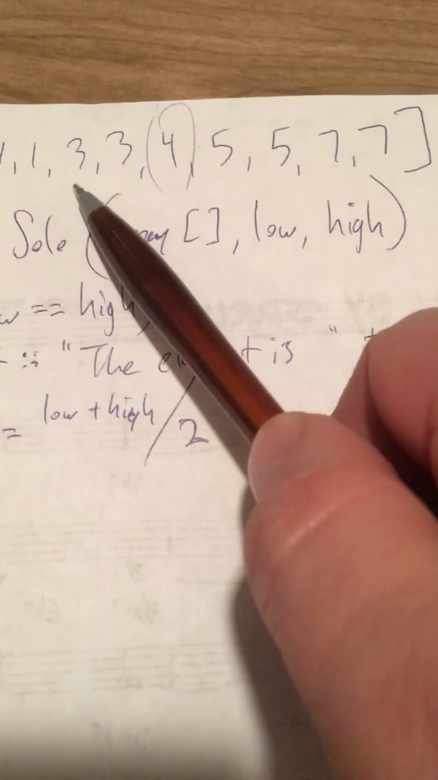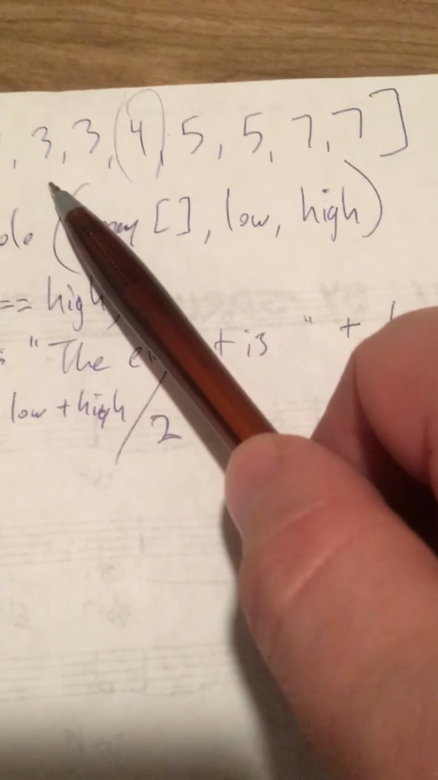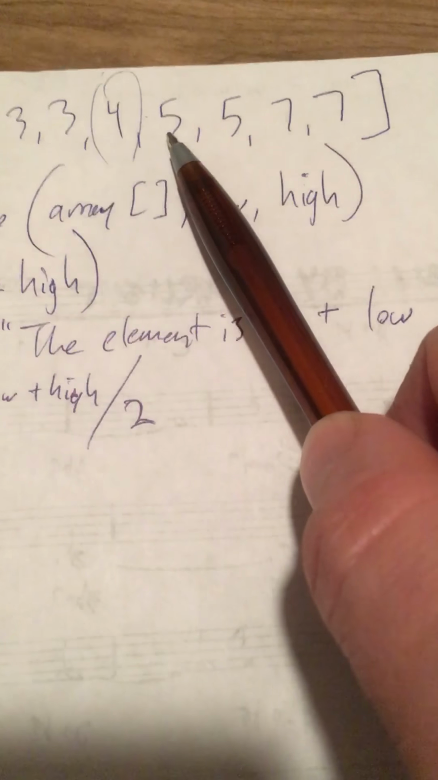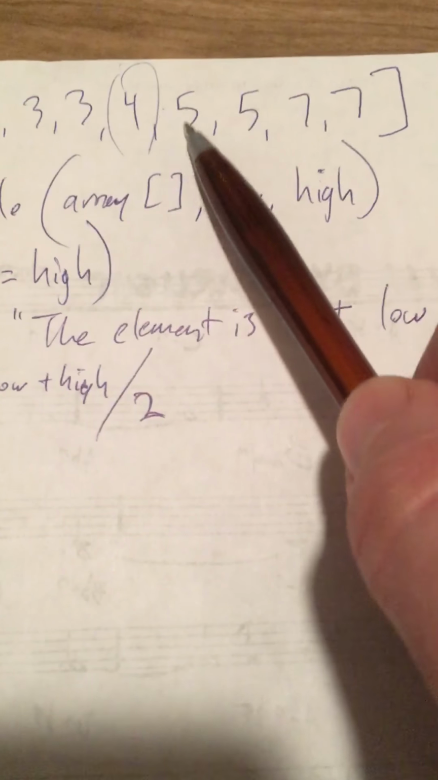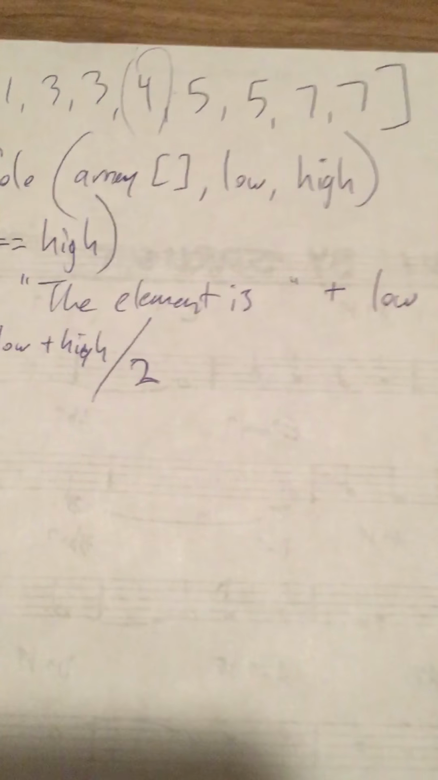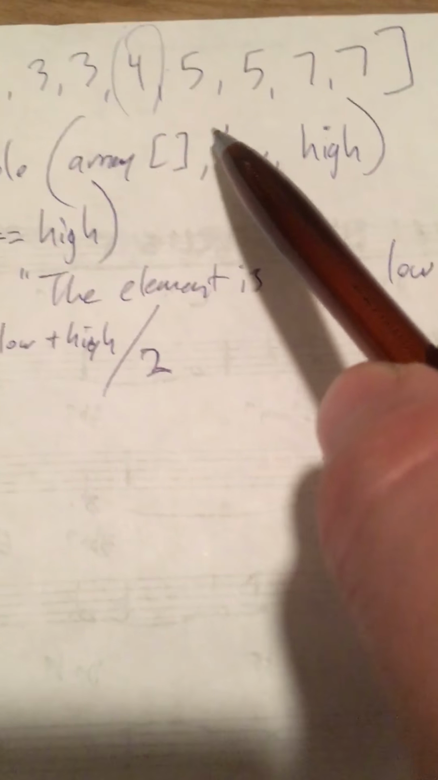So elements 0 and 2 are the first time that 1 and 3 occur. 0, 1, 2, 3, 4, 5. Then element 5 is the first time this number 5 occurs. 7 is the first time 7 occurs. So that's what makes this whole thing work.